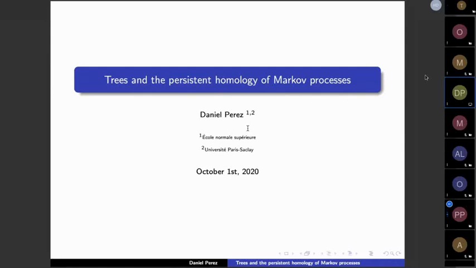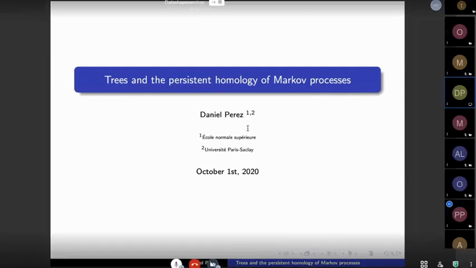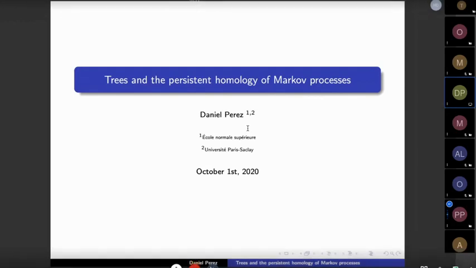Daniel Perez, a PhD student in data shape and the Laboratoire de Mathématiques d'Orsay, will give us a lecture on barcodes of random functions on the circle.